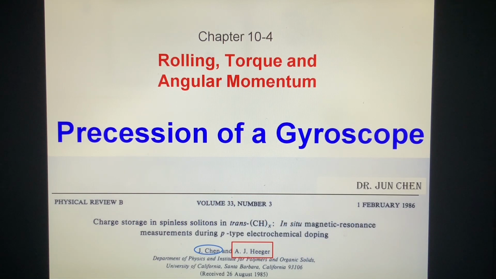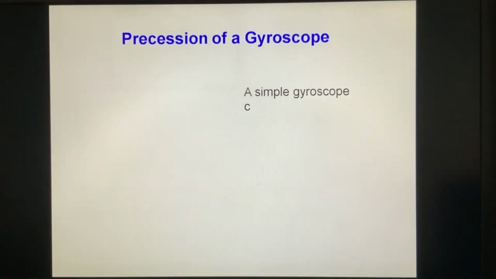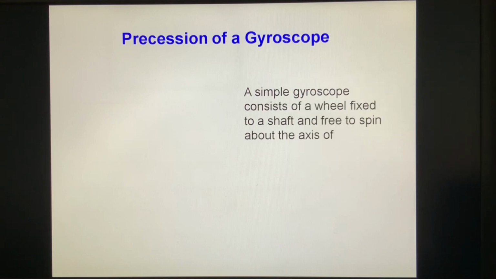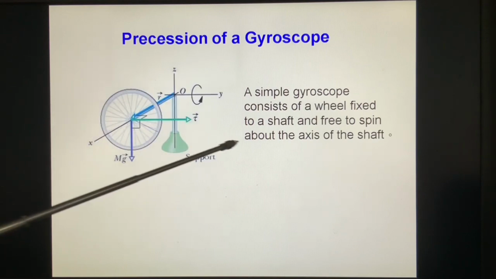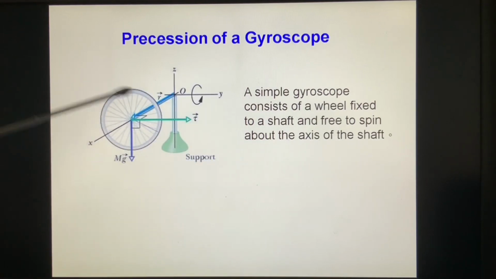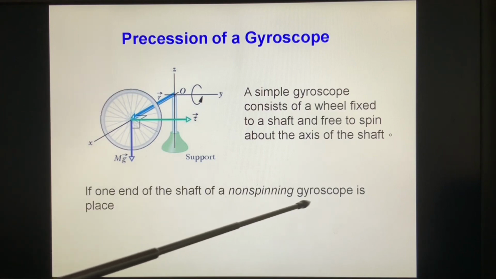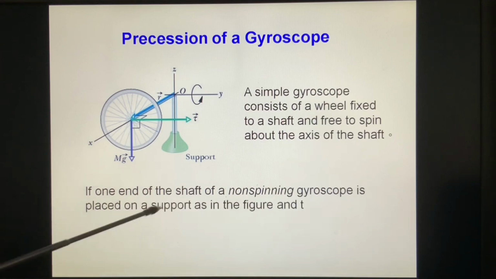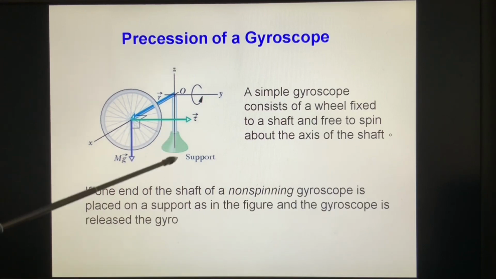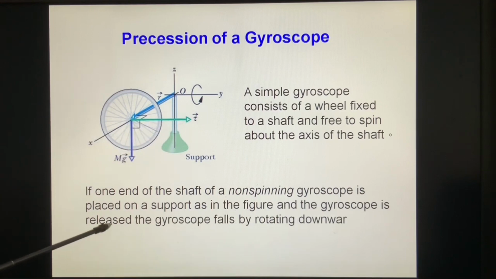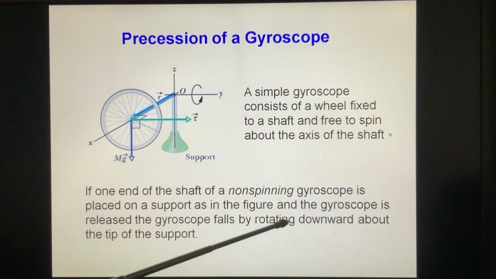Precession of a gyroscope. A simple gyroscope consists of a wheel fixed to a shaft and free to spin about the axis of the shaft. That's the one. You have a rotor and you can spin around this shaft. If one end of the shaft of a non-spinning gyroscope is placed on a support as in the figure, this is the one, and the gyroscope is released, the gyroscope falls by rotating downwards about the tip of the support.